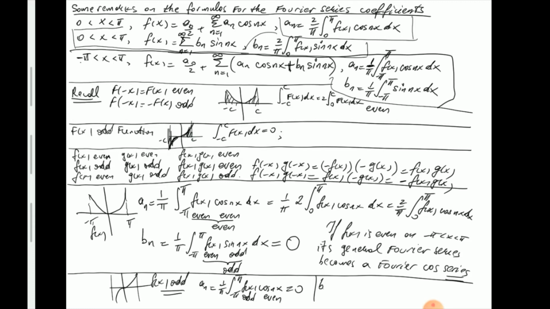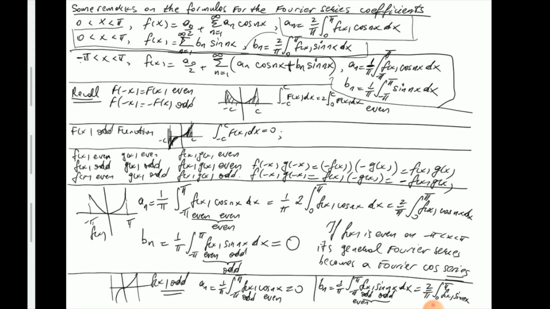And bn, which is going to be 1 over pi, the integral from minus pi to pi, f of x sine of nx dx. Now you're going to have an odd function multiplied by an odd function, which becomes an even function. So therefore, the integral is going to be twice the same integral from 0 to pi of f of x sine of nx. So it becomes a Fourier sine series in that case.